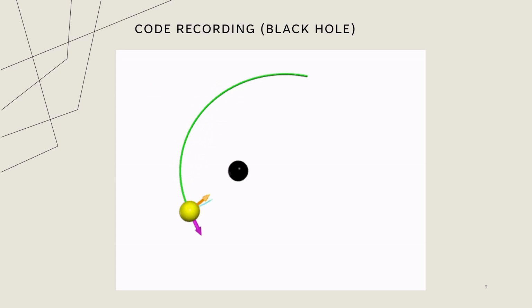The magenta arrow is the direction of travel, the blue arrow is the normal direction, and the orange arrow is the direction of the force of gravity.